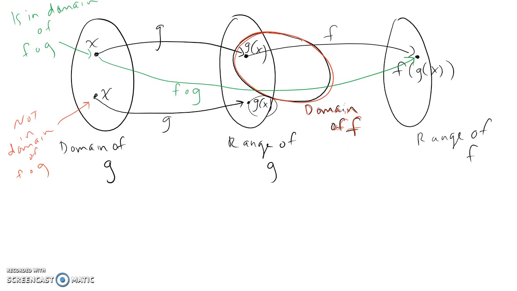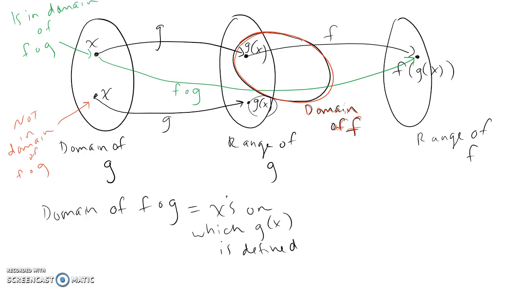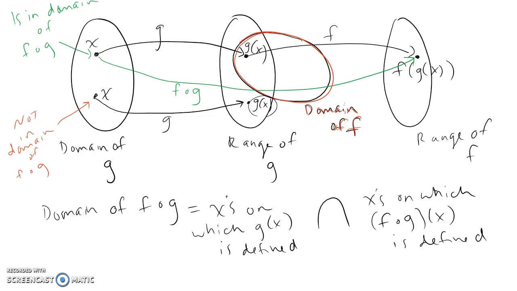We're going to say that the domain of a composite f of g is equal to all the x values on which g of x is defined, intersected with the x's on which f of g of x is defined. So that's exactly the x's that behave in the way that this x that I've just circled in blue behaves. It's an x on which g of x is defined, meaning that it takes us to a g of x value, and we're intersecting it with the x's on which f of g is defined.